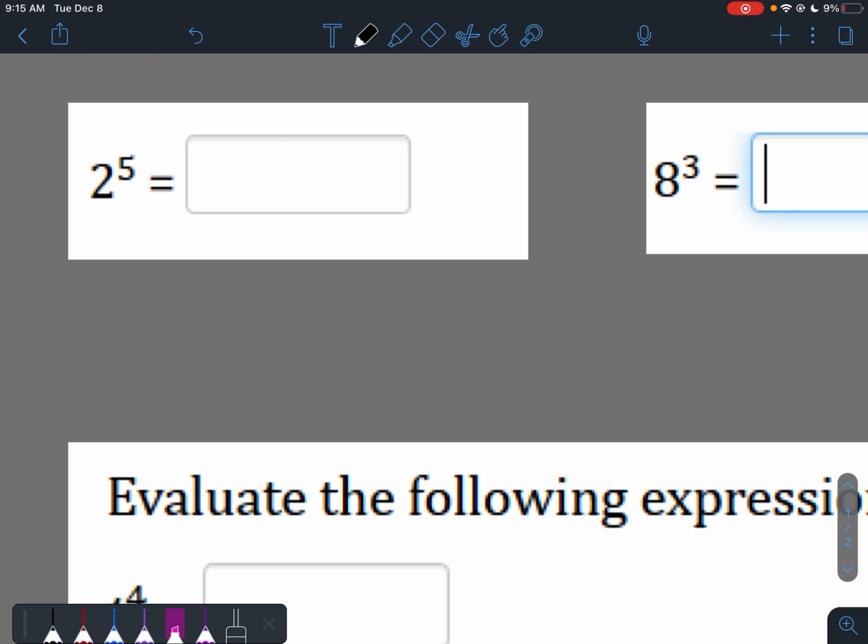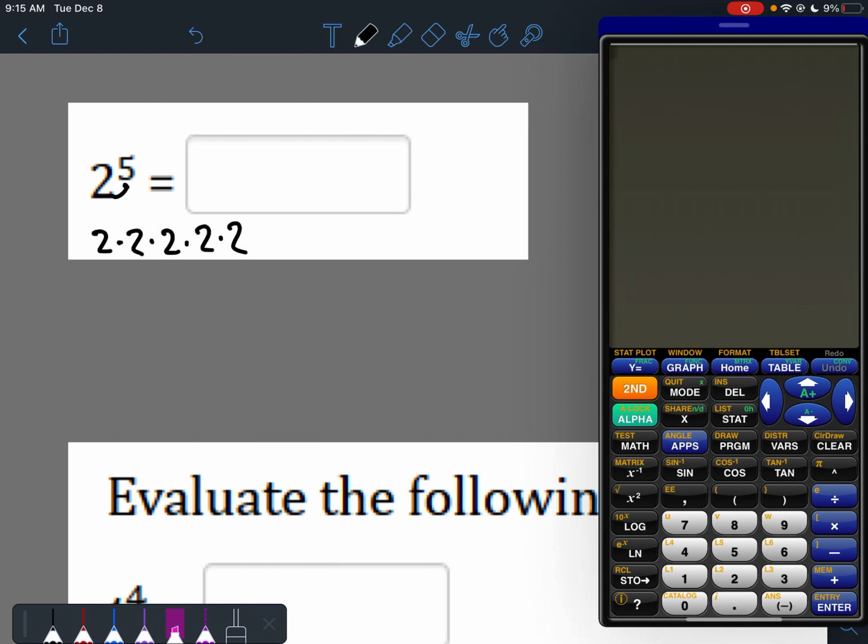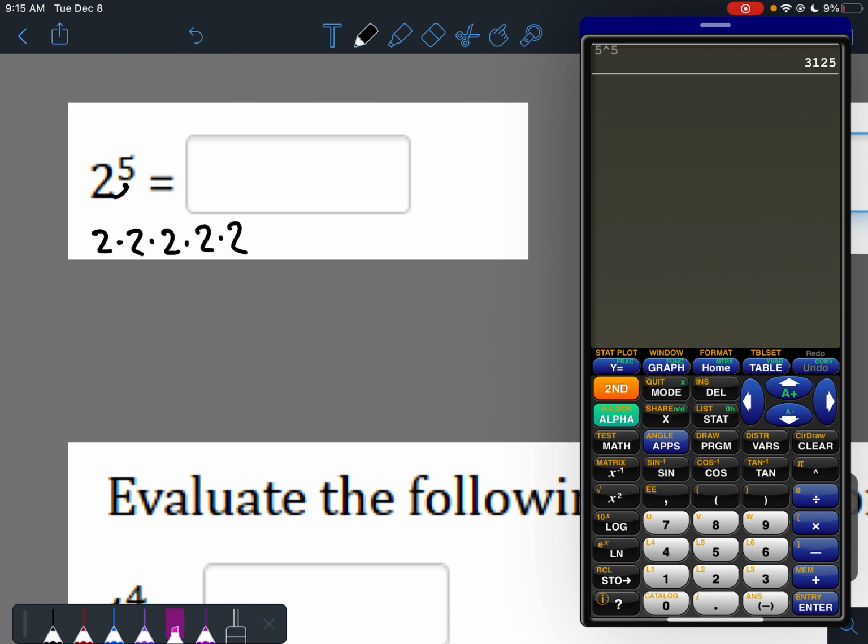Now, something like this we want to evaluate. So before we just wrote it out, now we're actually going to evaluate. Now, you might look at this and say, okay, 2 to the 5th is 2 times 2 times 2 times 2 times 2, which you can totally do in your calculator, but what you'll find out is that it gets a little bit tricky the more you go in. So we know it's going to be 32.